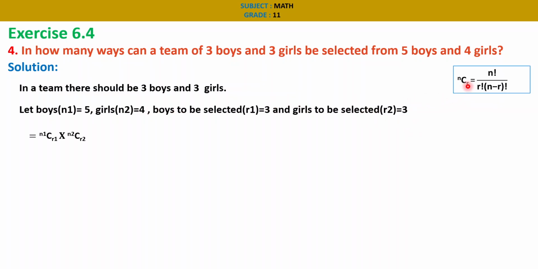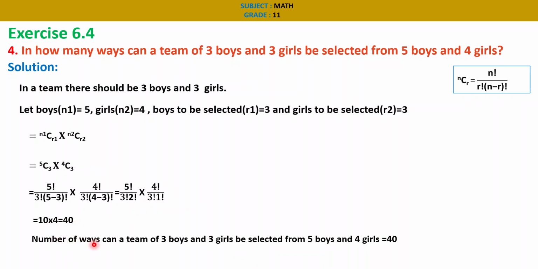Then we will use the nCr formula, n factorial divided by r factorial into n minus r factorial. This will apply separately for boys and girls. So 5C3 into 4C3. That is 5 factorial divided by 3 factorial into 5 minus 3 factorial, into 4 factorial divided by 3 factorial into 4 minus 3 factorial. That is 5 factorial divided by 3 factorial into 2 factorial, into 4 factorial divided by 3 factorial into 1 factorial. It is 10 into 4, 40. Therefore, the number of ways a team of 3 boys and 3 girls can be selected from 5 boys and 4 girls is equal to 40.